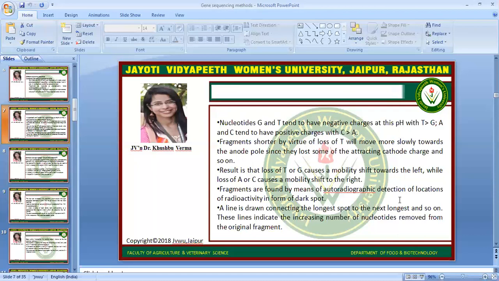The result is that loss of T and G causes a mobility shift towards the left, while loss of A and/or C causes a mobility shift to the right. Fragments are found by means of photoradiographic detection of the locations of radioactivity in the form of dark spots. A line is drawn connecting the longest spot to the next longest, and so on. These lines indicate the increasing number of nucleotides removed from the original fragment.